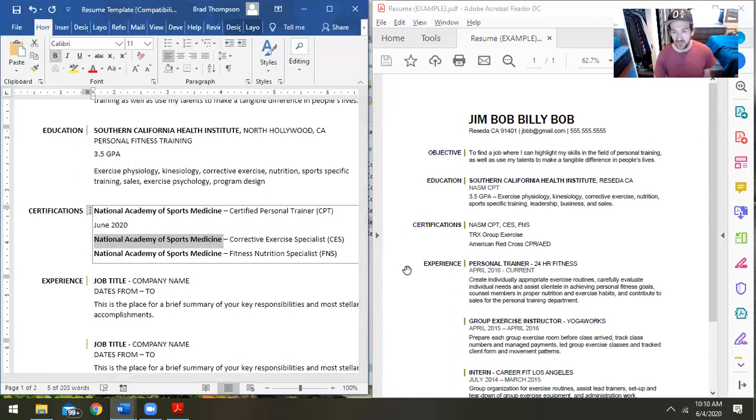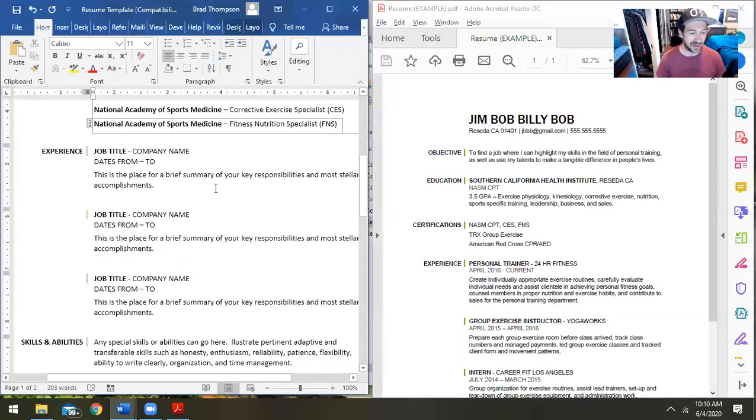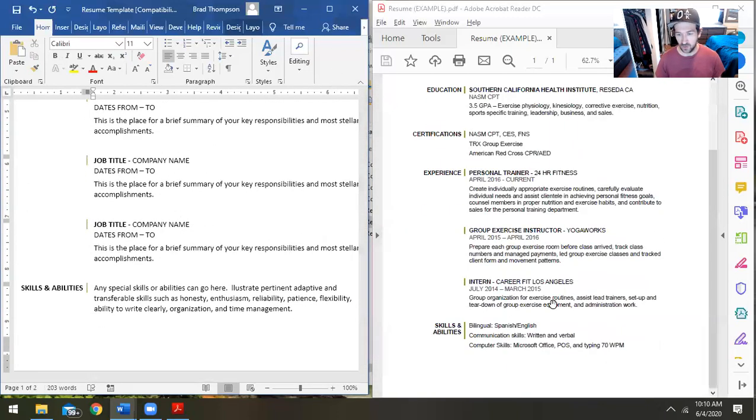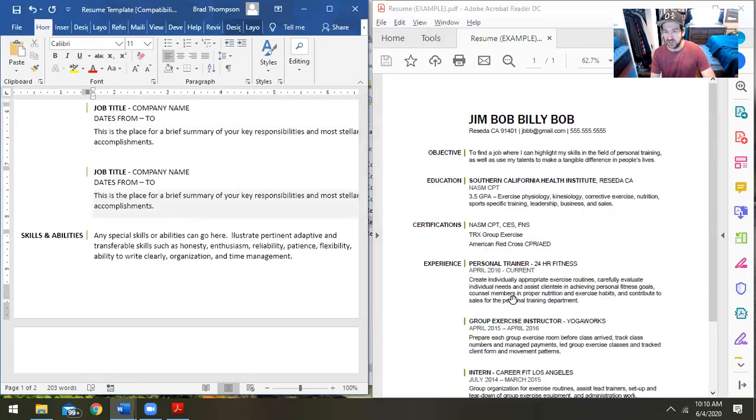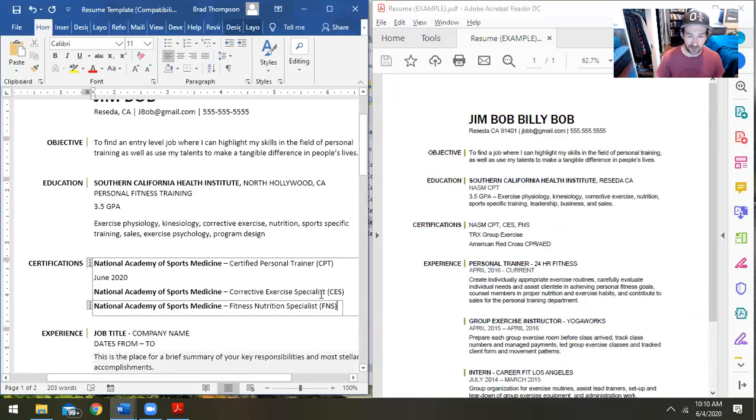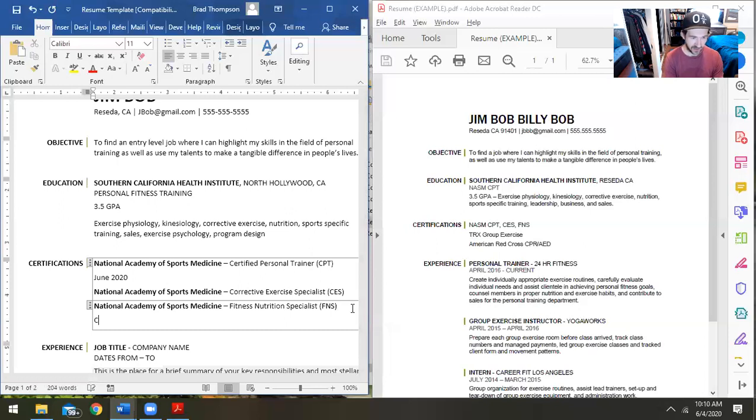I think it stands out. Let's say you had maybe some other certifications. If you had TRX group exercise, you can include that. You can put your CPR here, although again, we've got a special skills section down here. So if you're putting bilingual, communication skills, or computer skills, you can put that down here. CPR could go down here. But this person's clearly trying to fill their resume up a little bit and make it a little more bulky. So under this section, you can go like this and put CPR.